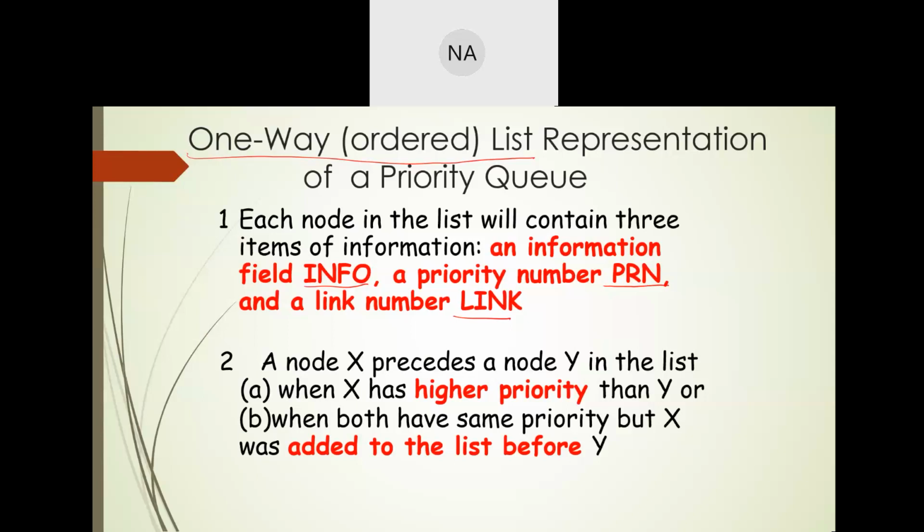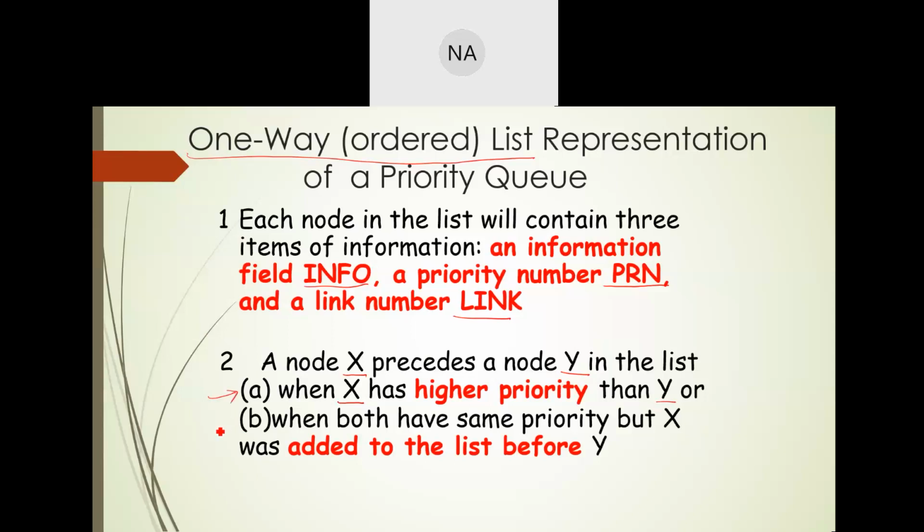Okay. So now each node in the linked list has 3 parts. First part is the information, second part is the priority, and the third part is the link, which points to the next node. Okay. A node X precedes a node Y in the list if node X has the higher priority than node Y. Okay, remember we are using ordered list. We are discussing ordered list representation of the priority queue.